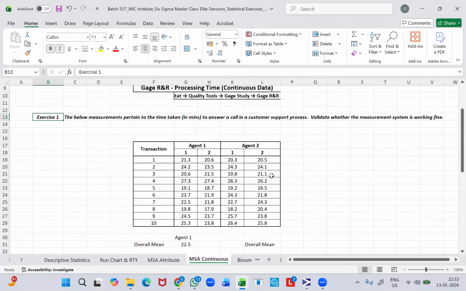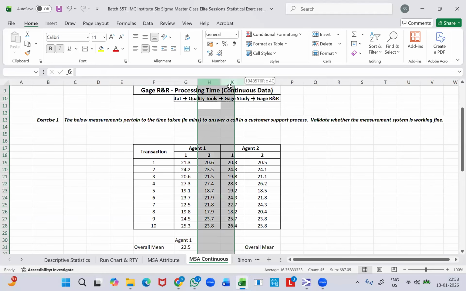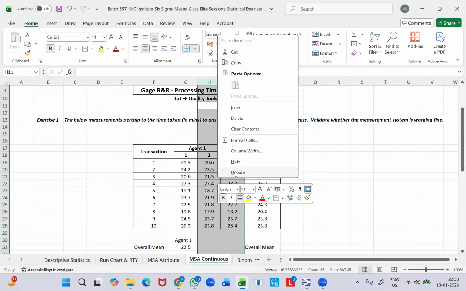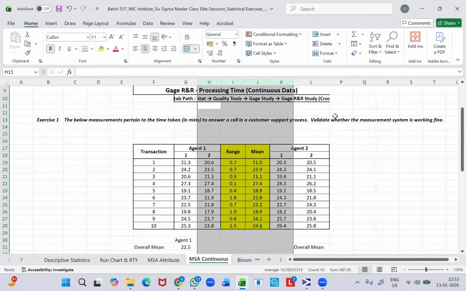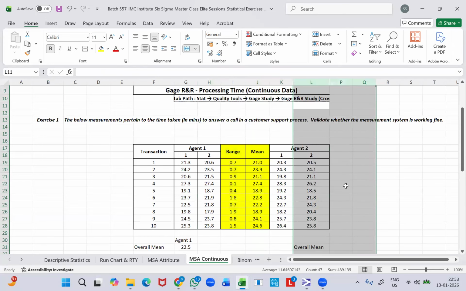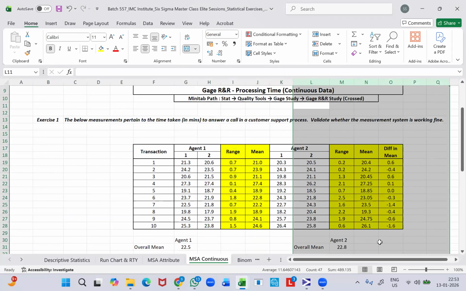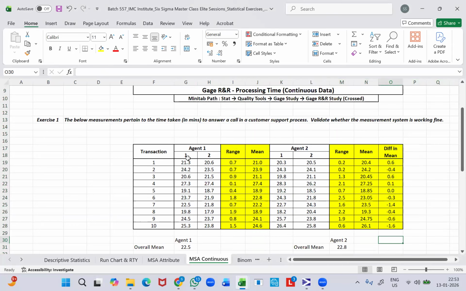So here I've already worked on certain metrics. So let me just unhide the columns where the workings have been done, and we will try to interpret. Fine, right? So these are the input values that we have. So we have some 10 transactions. So these are the 10 calls. And we have a couple of agents, the appraisers, who would be measuring each and every transaction with regard to the time taken. And we have two measurement values provided by each agent for a particular transaction, right?